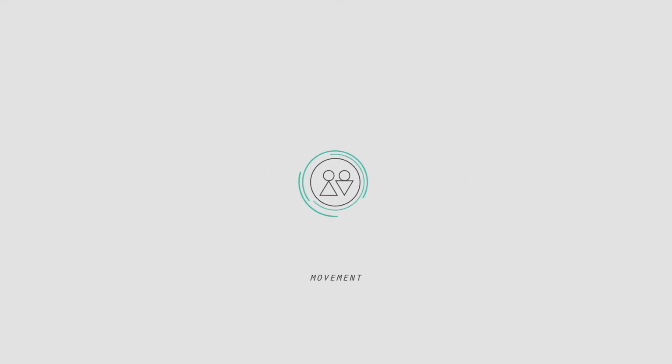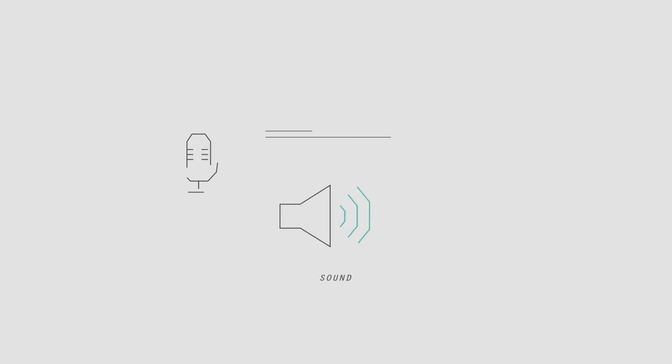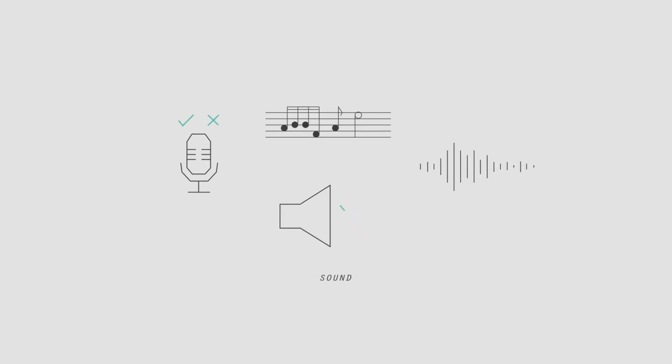Movement. It's the principal tool of an infographic animation. The more organic it is, the higher its quality. It resembles reality. Sound gives personality to the piece. Can have voiceover or not. Can have a soundtrack or not. Can have sound effects or not.